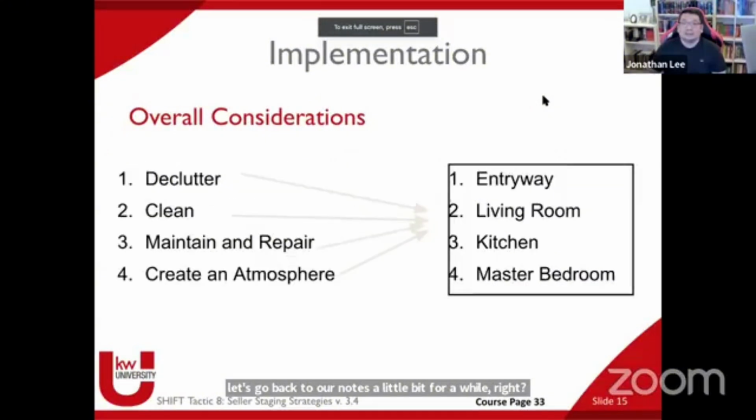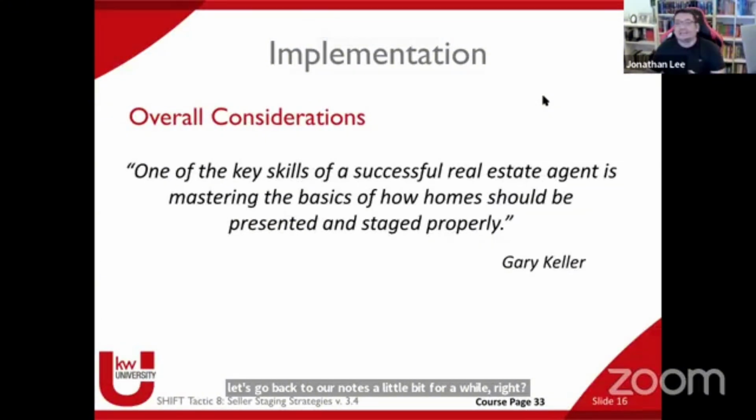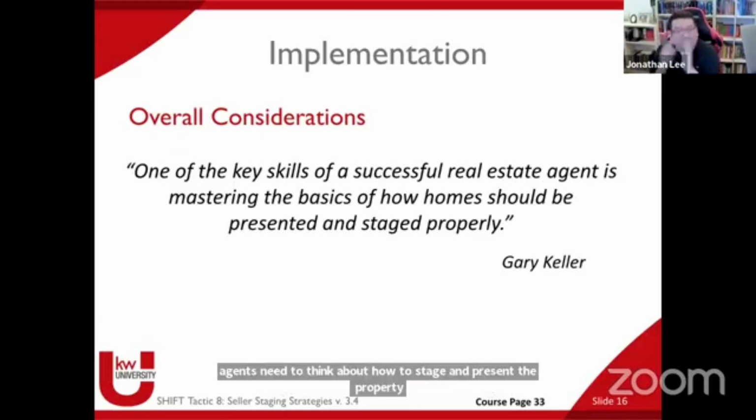Right. So one of the key skills of a successful agent is mastering the basics of how a home should be presented and staged properly. Gary Keller talks about this. It is part of his $1 million real estate journey, right? Agents need to think about how to stage and present the property. And it's easier to show this video than to tell them, right?